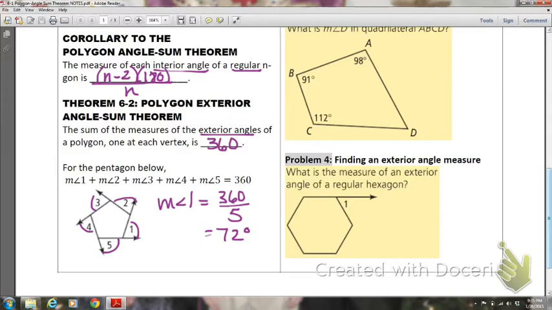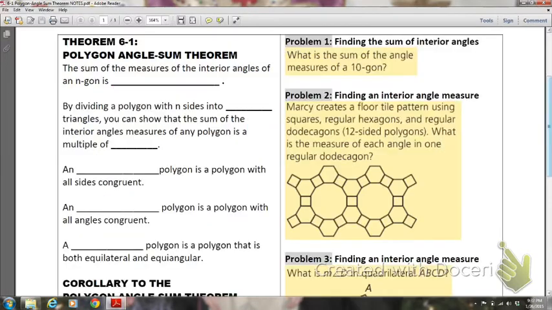So let's look at some problems. Problem 1, you're finding the sum of interior angles, and it asks what is the sum of the angle measures of a ten-gon. So what's a ten-gon? It's a polygon with 10 sides. They could have also called it a decagon, but here they called it a ten-gon.